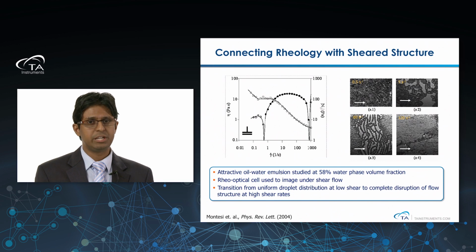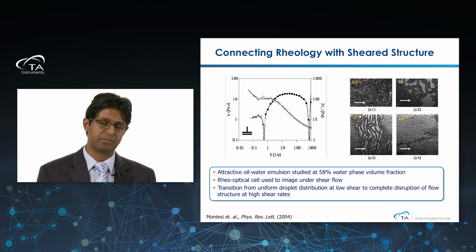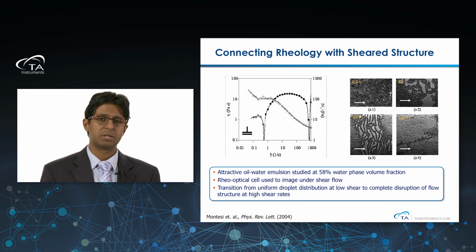At the lowest shear rate, we see a relatively uniform distribution of these droplets. The sample is fairly homogeneous. As we bump up the shear rate to about 5 inverse seconds, we can start to see the formation of localized domains. So there are a lot more large voids where you have continuous oil phase, and then the water droplets are starting to coalesce a little bit.